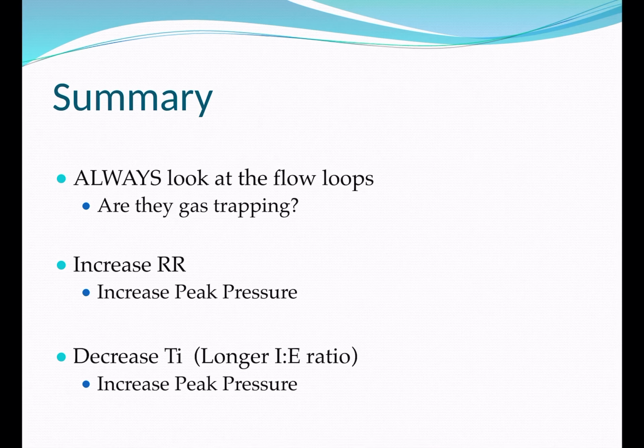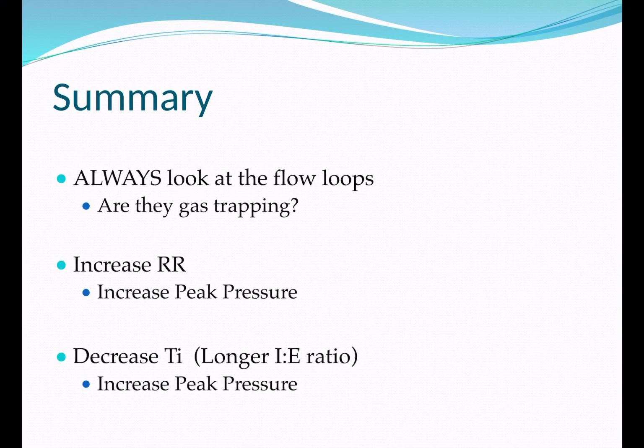So what do I want you to take away from this talk? The first thing is always look at the flow loops. It is one of only 2 graphs that you should have on in every patient who's invasively ventilated. The first is the end tidal CO2 and the second is the flow loop. The only thing you really need to know about the flow loop for basic ventilation is look at the end of expiration. Has the flow gone down to 0? If it hasn't, you need to increase that I to E ratio and allow more time for expiration of that gas.